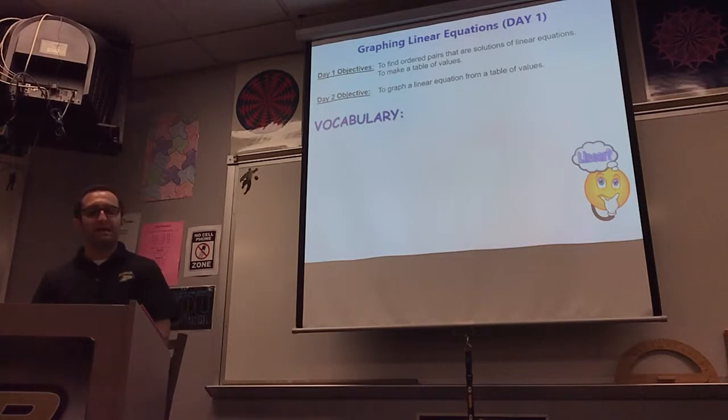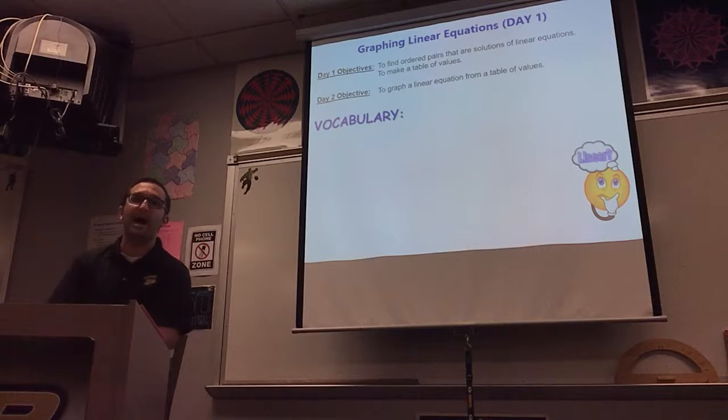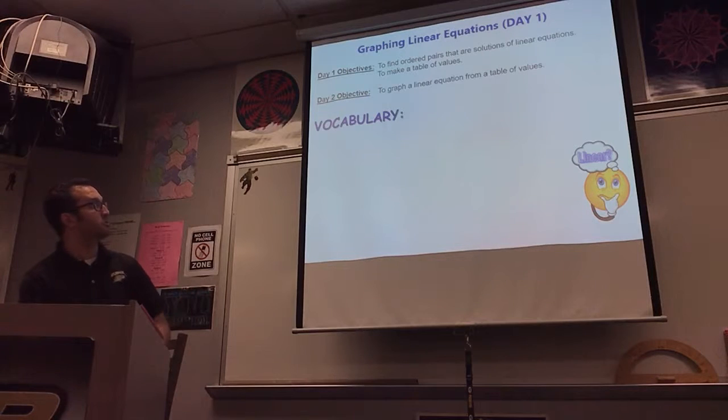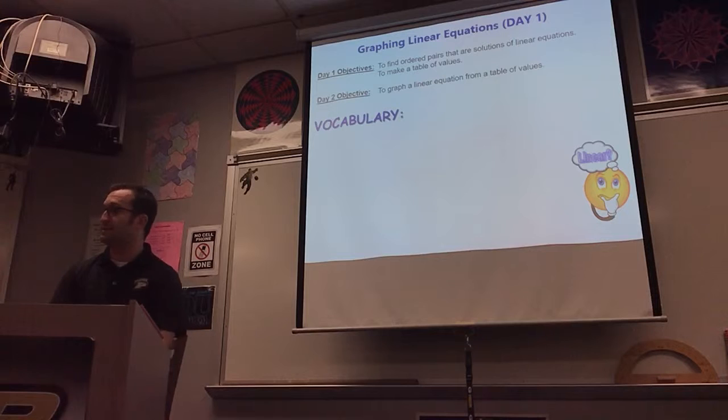So we've got some objectives. First thing we're going to do is set up how to graph linear equations. That's a new word for you, so we'll get some vocab in a sec. We're going to find ordered pairs that are solutions and make a table of values. We practiced ordered pairs last class. An ordered pair is x comma y. That's an ordered pair. Actually, I'll put it up here.